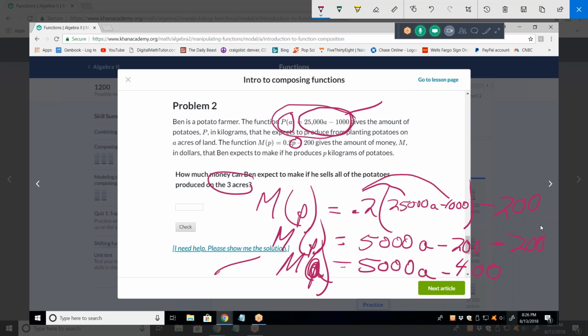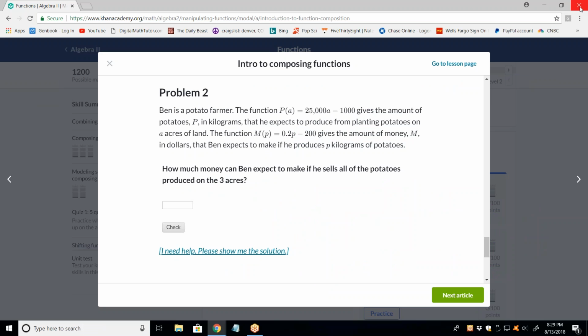So, now they give us a specific number. How much money are we going to make if we plant 3 acres? We will make... We'll make $14,600. Good.